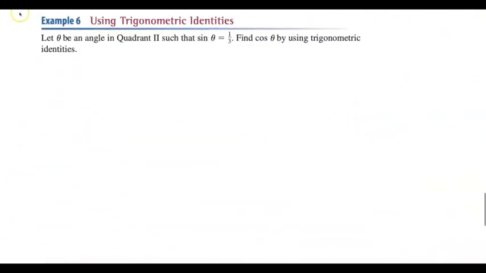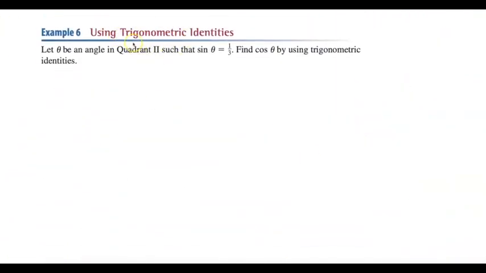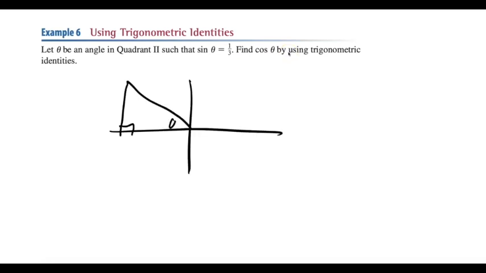Okay, trig identities. This is another one where I don't actually use trig identities. I just make a triangle. I think that's the easiest way to do it. I let theta be an angle in quadrant 2 such that sine of theta equals 1/3. Find cosine. All we're going to do is this. Let's draw a triangle in quadrant 2 like it says. And I know a couple things. Well, I know one thing.